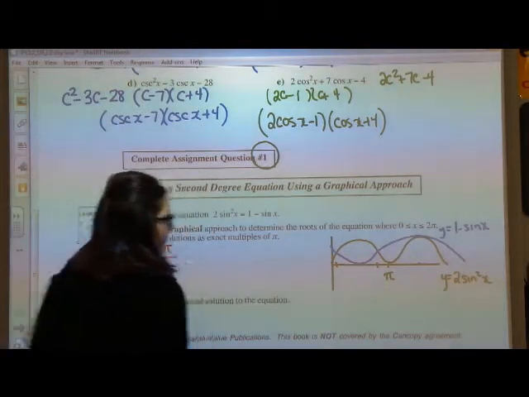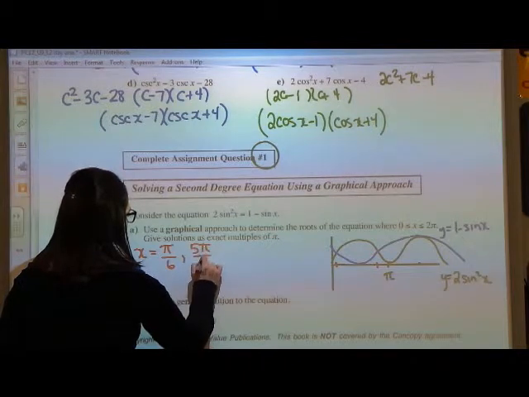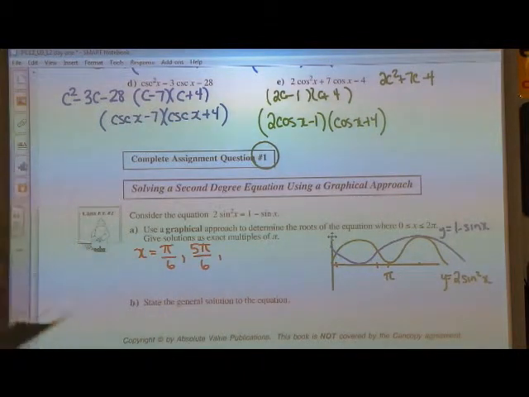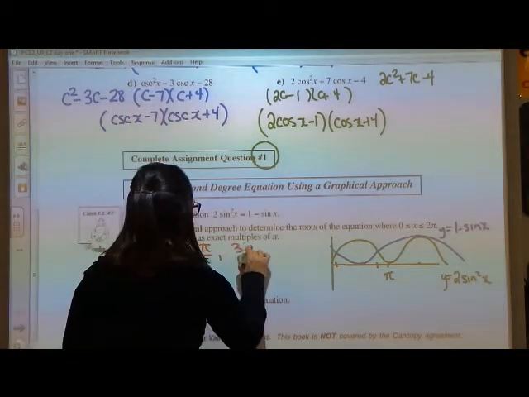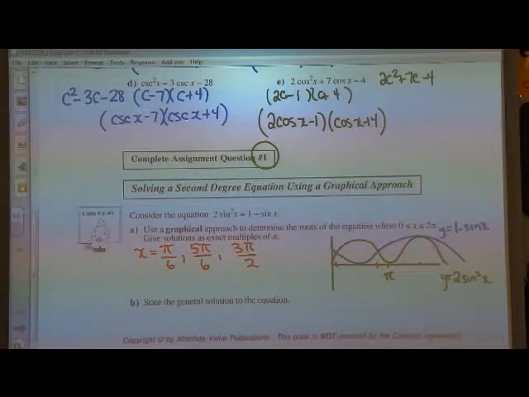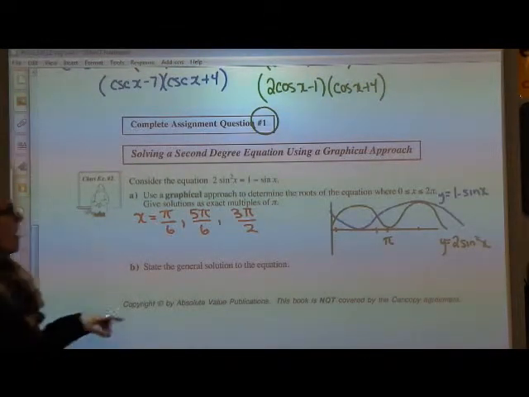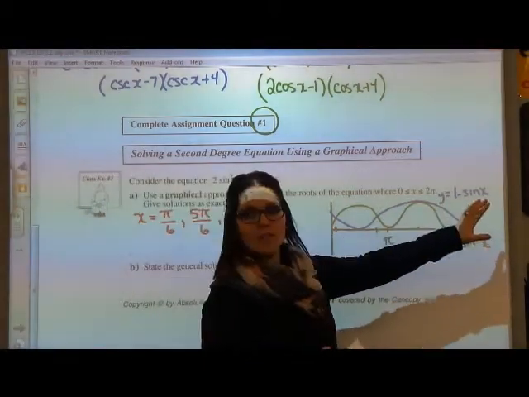The next one? 5 pi over 6. And the last one? 3 pi over 2. Okay? If I was to convert this to general solutions, what is the period of this function?